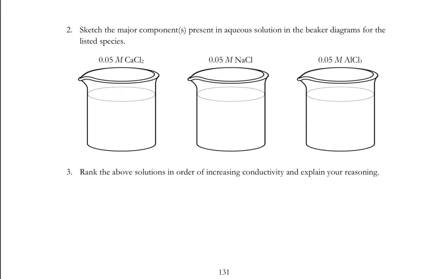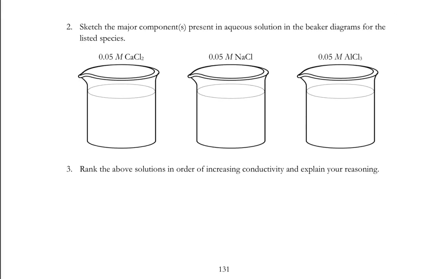In problem number 2, we have all soluble solutions, and they all have the same molarity. And what we're to show in the beaker representation is the ratio of the calcium to the chloride ions, the sodium to the chloride ions, the aluminum to the chloride ions. And they're not the same. NaCl 1 to 1, CaCl2 1 to 2. So draw your picture accordingly. And problem number 3 has you deciding which would be the most conductive, which has the most ions.